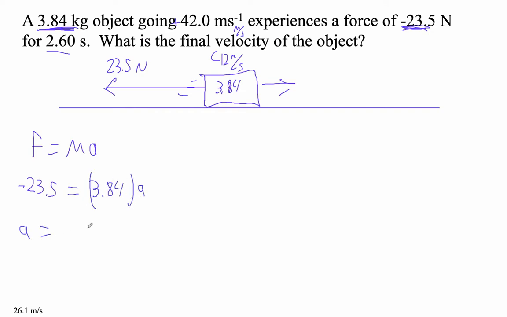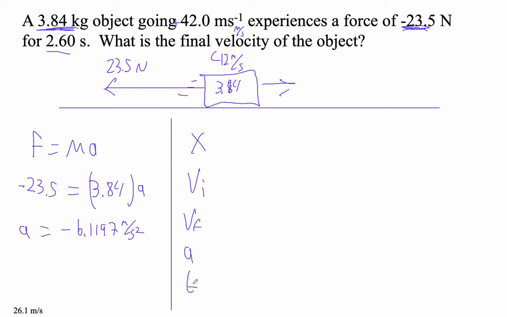So a is equal to negative 23.5 divided by 3.84, which is negative 6.1197 meters per second squared. So in this case, it's sliding to the right. The acceleration's to the left. So this thing's slowing down. So now we're set. Now we can do x, vi, vf, a, and t.